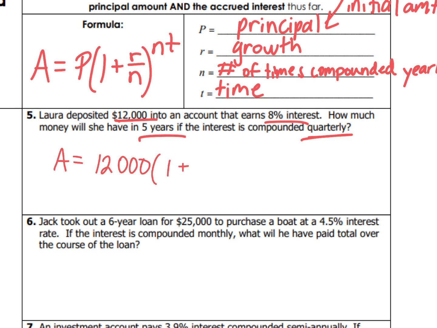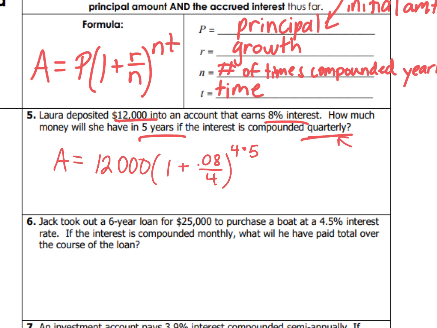Times 1 plus R is that growth rate. So again, we put that in a decimal, so 8% would be 0.08 divided by N, which means number of times compounded yearly. What do we think that would be? 4, because it says compounded quarterly, right? And quarter would mean 4 times a year, 4 quarters in a year. Close parentheses, and then I take it to the n times t power, so that is going to be the 4, because we said n was 4, times t, which is going to be 5 years.